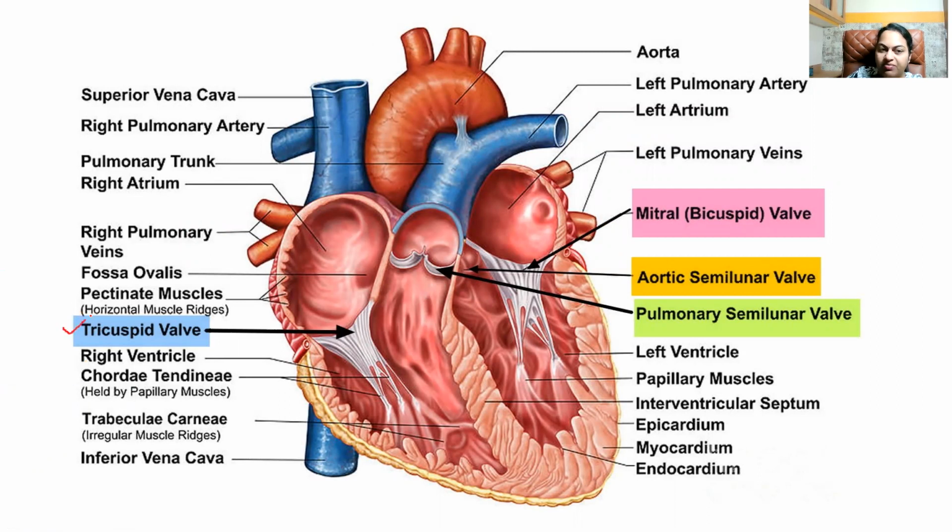Separating the right atrium from the right ventricle, we have the tricuspid valve, isn't it? And separating the left atrium from the left ventricle, we have the bicuspid or the mitral valve. And the two set of semilunar valves include the aortic and pulmonary, where the left ventricle and the aorta meet. That junction is guarded by the aortic valve. And between the right ventricle and the pulmonary trunk, we have the pulmonary semilunar valves, isn't it?